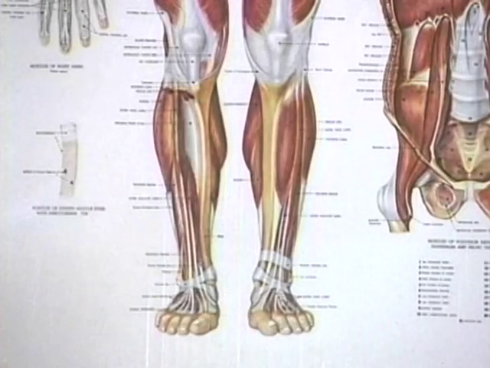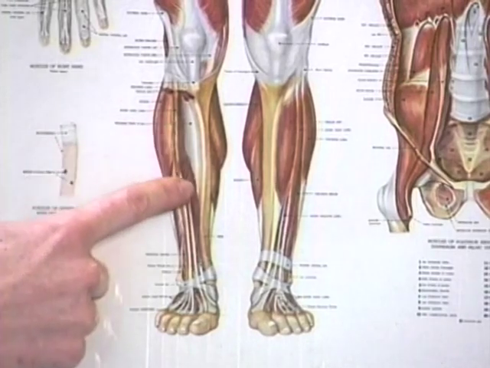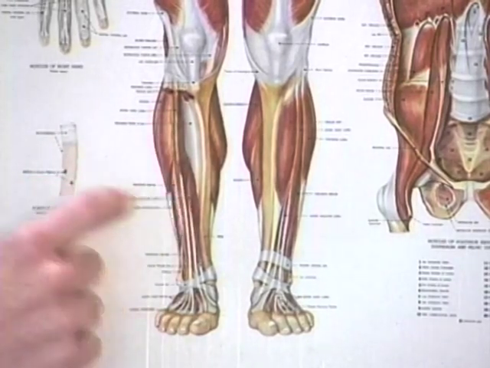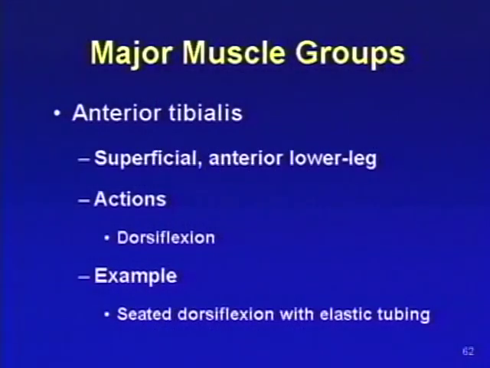As mentioned in the description of the tibialis anterior's origins and insertions, it is attached to the interosseous membrane. And the interosseous membrane is a thin covering of connective tissue that connects the tibia and the fibula bones together. The main action of the tibialis anterior is ankle dorsiflexion. An exercise that calls into play the tibialis anterior is seated dorsiflexion with resistance.